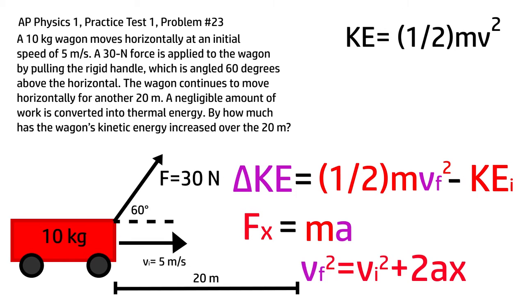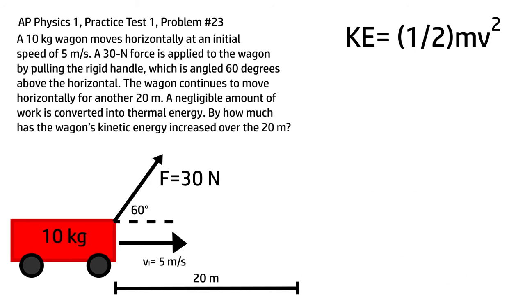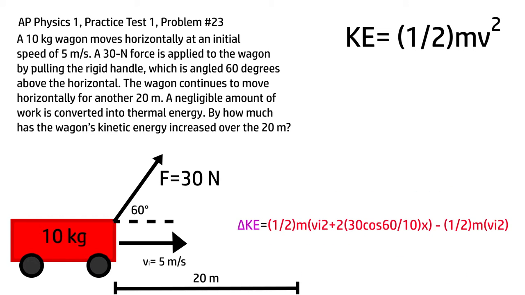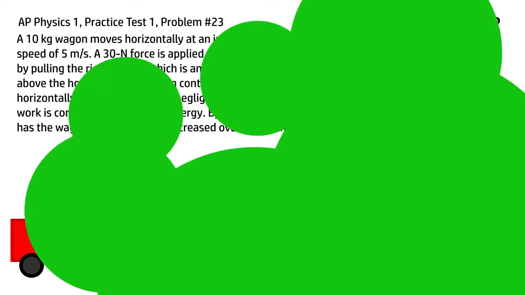Once we know the acceleration, we can solve for the final velocity because we also know the distance traveled and the initial velocity. From there, we can just rearrange the equation and solve for the change in kinetic energy, which is 300 joules. The final derivation of the equations looks really intimidating, but trust me, doing it like this will save you a ton of time and make calculations much easier and more organized.